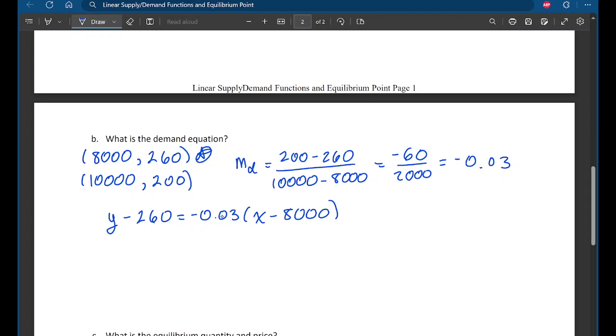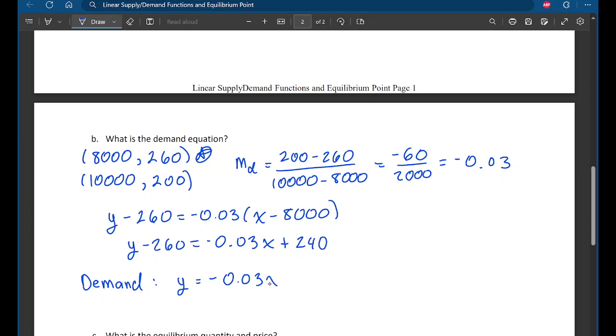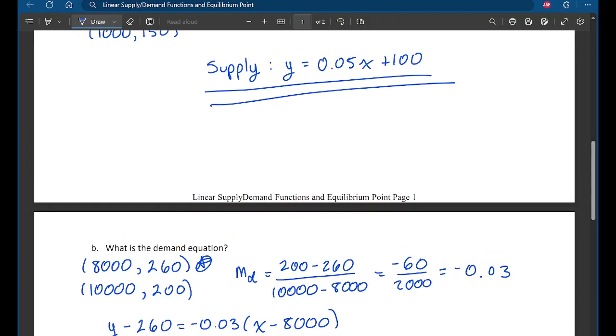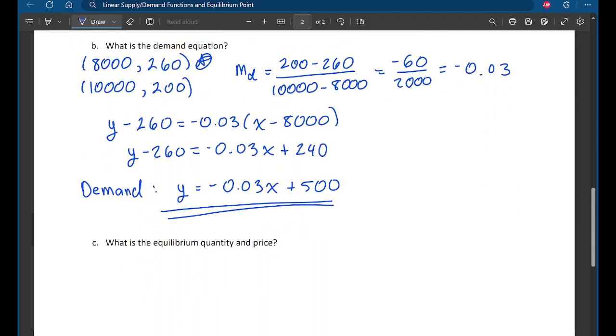So distribute the negative 0.03 across. Y minus 260 equals negative 0.03x plus, because of double negatives, 240, and then add the 260 over. So my demand equation is y equals negative 0.03x plus 500. So now I have my demand equation. From before, I have my supply equation. And now I'm going to answer the last part.